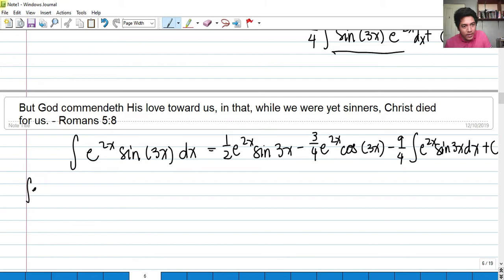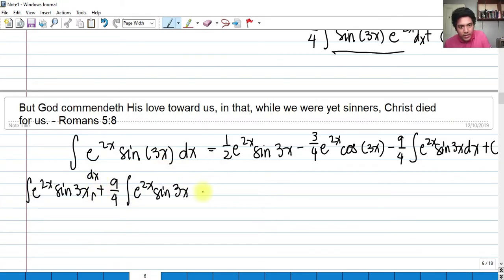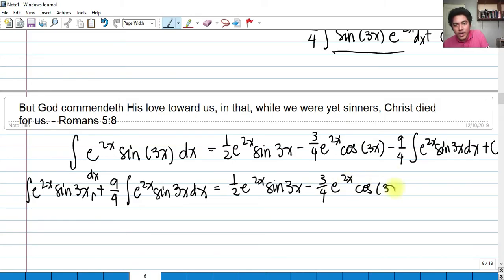So what will happen is that if I transpose this term to the other side, we will have the integral of e raised to 2x sine of 3x dx plus 9 over 4 integral of e raised to 2x sine of 3x dx. I forgot the dx. We have the dx here, and this also has the dx. Equals 1/2 e raised to 2x sine of 3x minus 3 over 4 e raised to 2x cosine of 3x plus c.